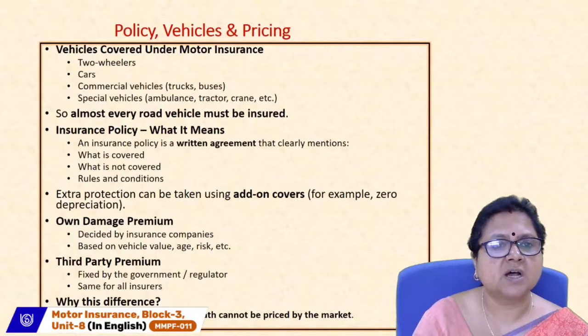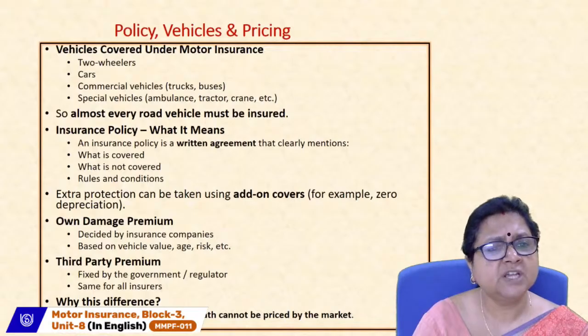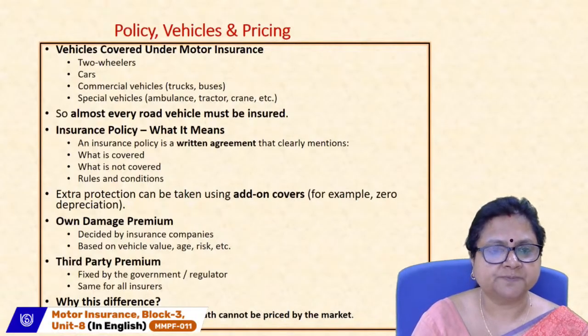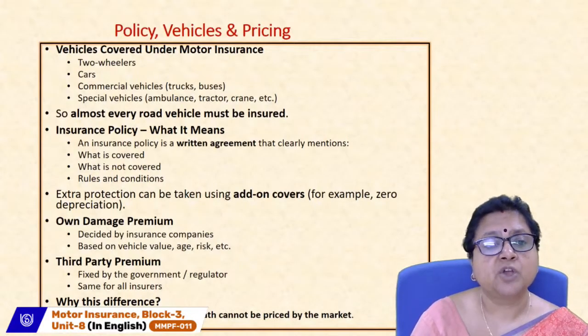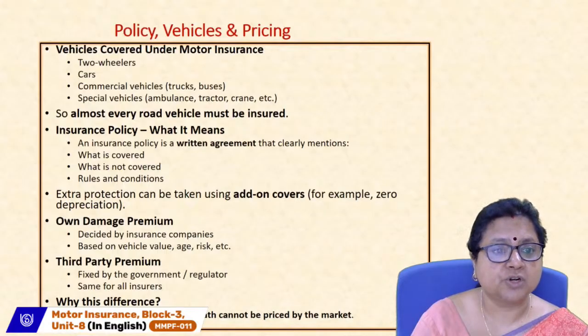Vehicles covered under motor insurance are two wheelers, cars, which are four wheelers, commercial vehicles, which are trucks, buses, etc. And there are special vehicles like ambulances, tractors, cranes, etc. So these vehicles are basically covered under motor insurance.